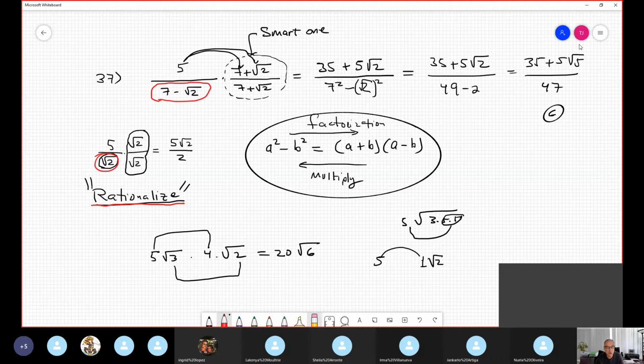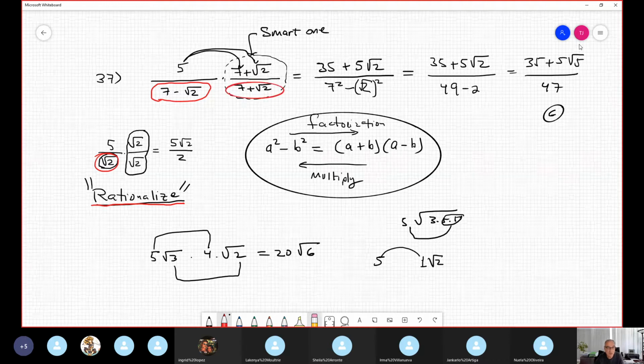And the conjugate, what is the conjugate? What is the husband and wife of this guy? It's the same family, but with the opposite sign. Negative and positive, right? And you create a smart one. And after that, the multiplication at the bottom is a little bit sophisticated.